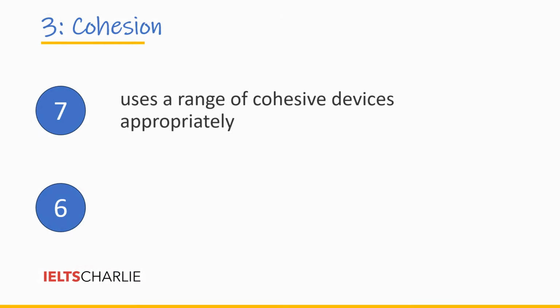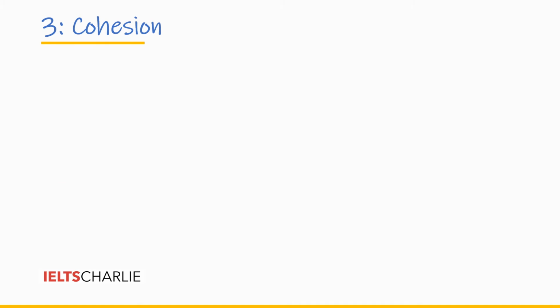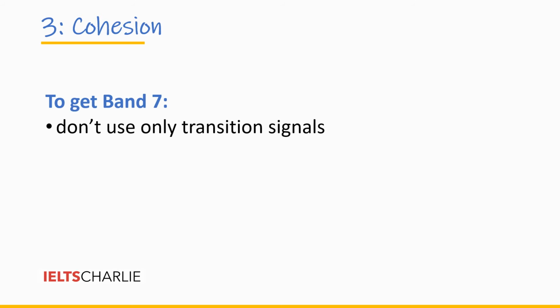So let's put these onto a slide. One really important word to take note of here is that Band 7 uses a range of cohesive devices. I'll explain that here. So to get a Band 7, you shouldn't just use transition signals.